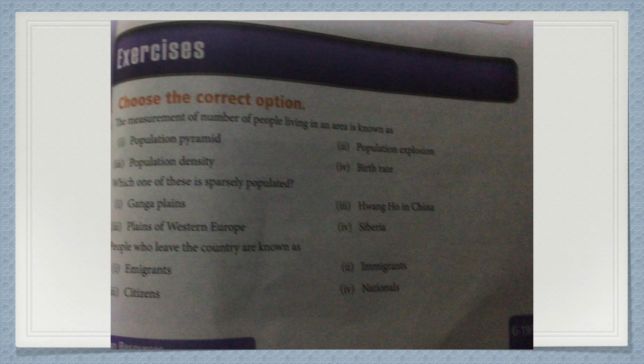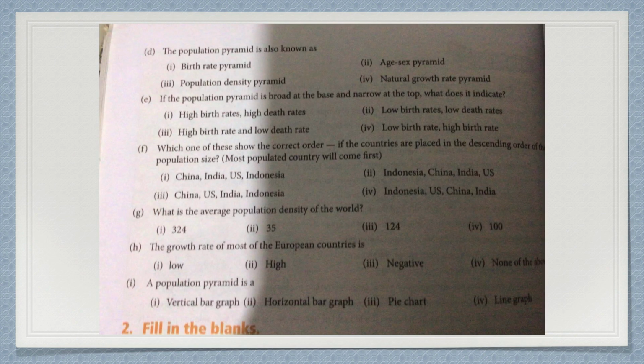Number A. The measurement of number of people living in an area is known as population density. Number B. Which one of these is sparsely populated? And the answer is Siberia. Number C. People who leave the country are known as? Emigrants. Number D. The population pyramid is also known as? And the answer is age-sex pyramid. Number E. If the population pyramid is broad at the base and narrow at the top, what does it indicate? And the answer is high birth rates and high death rates.